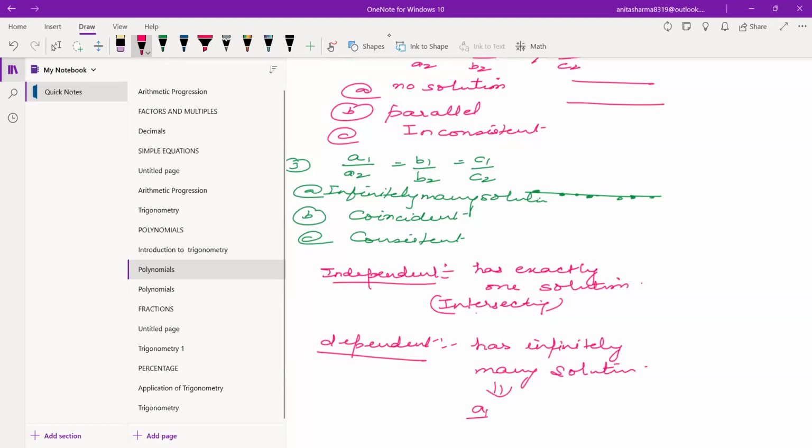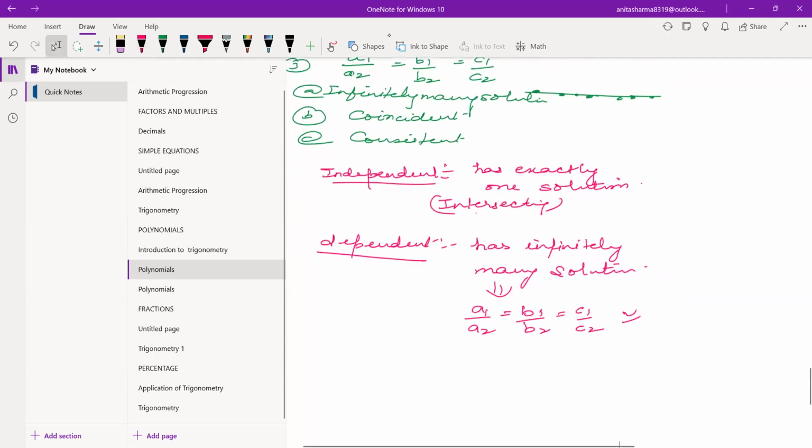Second one, when A1 upon A2 is equal to B1 upon B2 is equal to C1 by C2, in case of coincident lines. Understood? About the dependent and independent. Because in the exam, it can be asked to write another equation which shows a dependent equation of this equation. So children, may I proceed to the next if you have all written? Yes, ma'am.